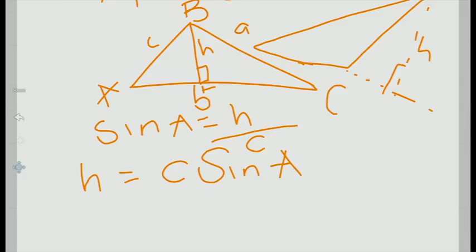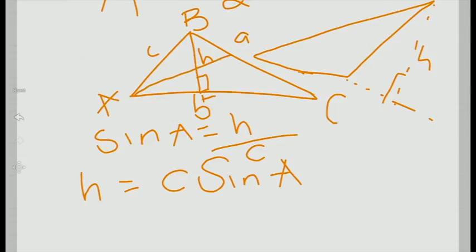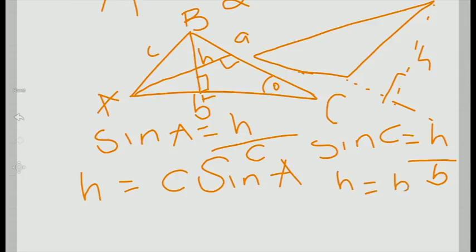Let's draw the height from the other side now. If we draw the height from A, we'll use angle C as our theta. So sine C will be equal to the height over our hypotenuse, which now is B. And if this is our height, the base will be A. So the height now will be B sine C.